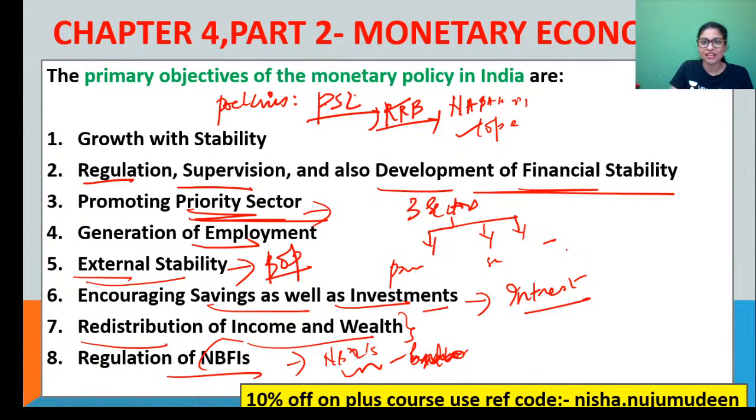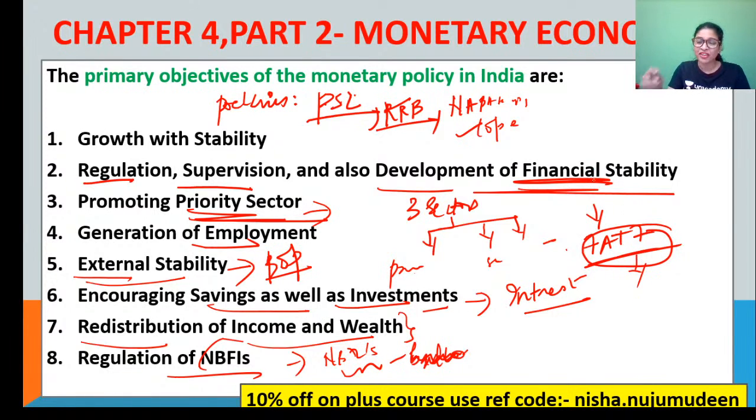And now look at this keyword, guys. Financial stability. There is something called the Financial Action Task Force, FATF. That is also a very important topic from the prelims perspective. So from this financial stability keyword, you can derive another concept called FATF. That is important from the prelims perspective. Clear?